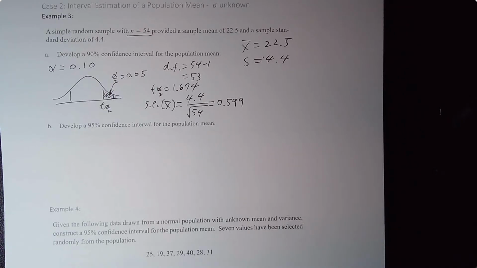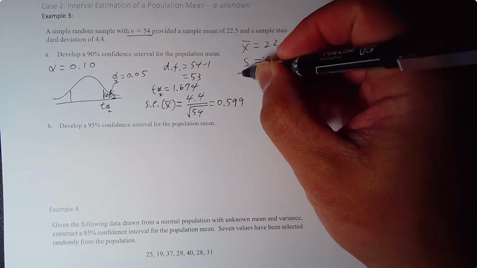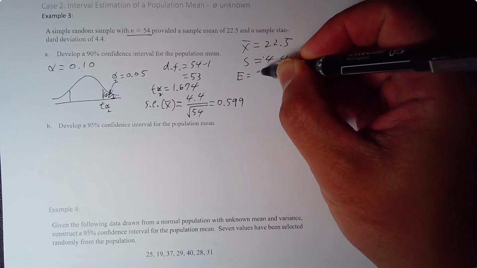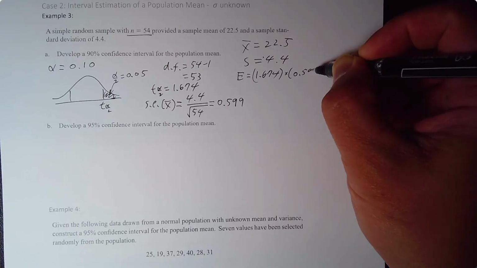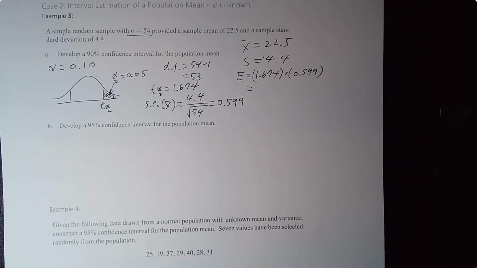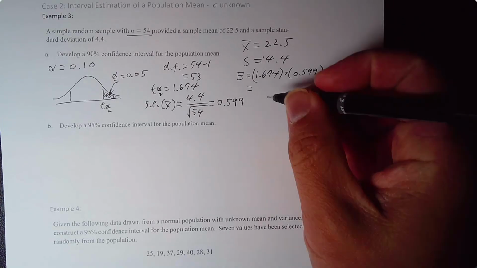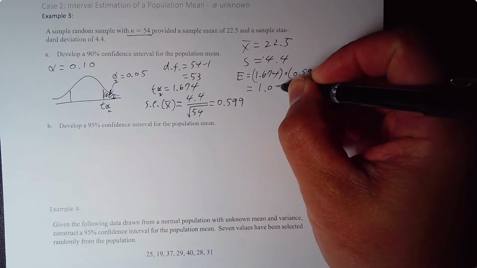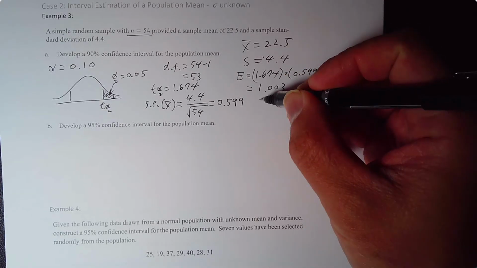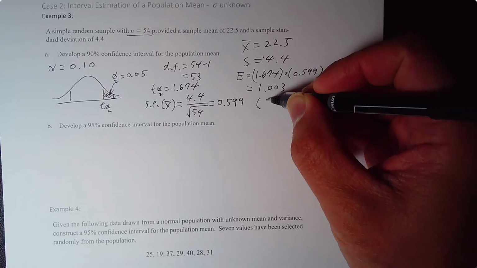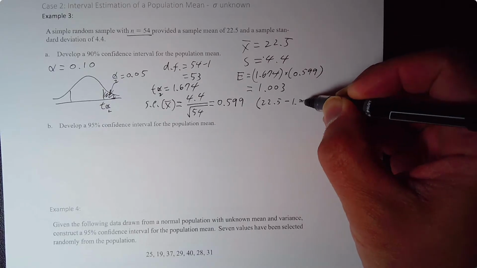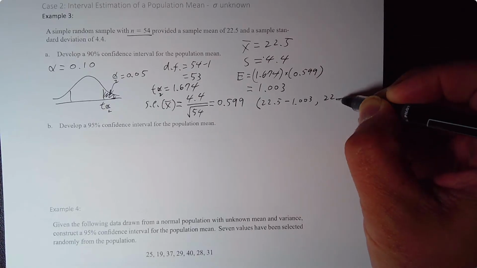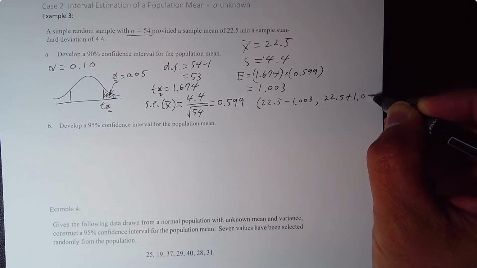Okay, so the critical value is 1.674, and my margin of error is going to be 1.674 times 0.599, which gives me about 1.003. So my interval is going to be the same formula: x bar, so 22.5 minus 1.003, comma, 22.5 plus 1.003.